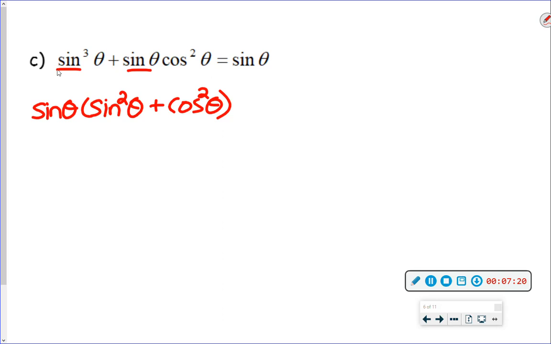All right, look on your Pythagorean identities. Whenever you see squares, of course, Pythagorean identities: sine squared plus cosine squared equals 1. So I got that right off the green sheet.